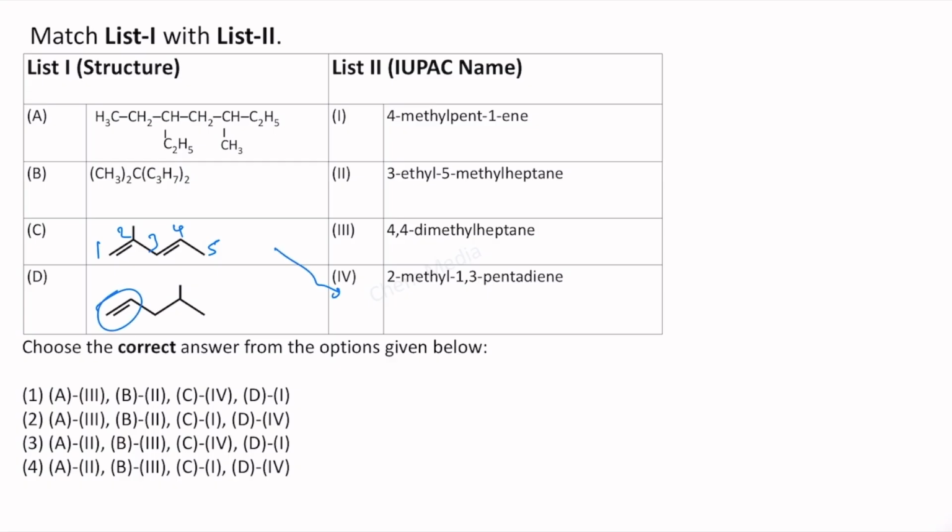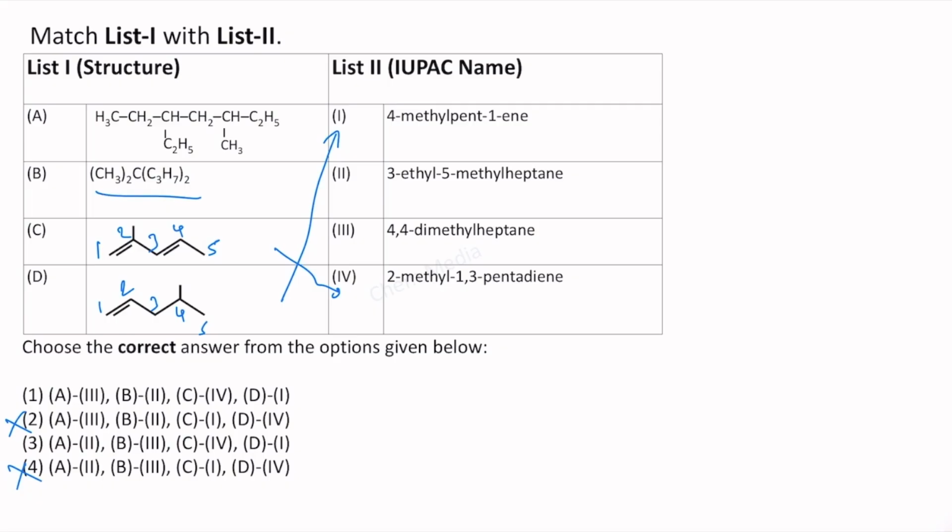Therefore, let us find out the IUPAC name for this structure. 1, 2, 3, 4, 5. 4-methylpent-1-ene. That should be the correct IUPAC name for this structure. This means that D must match with 1. So C is matching with 4, D is matching with 1. This means that option 2 and option 4 are wrong. Let's figure out one more thing.